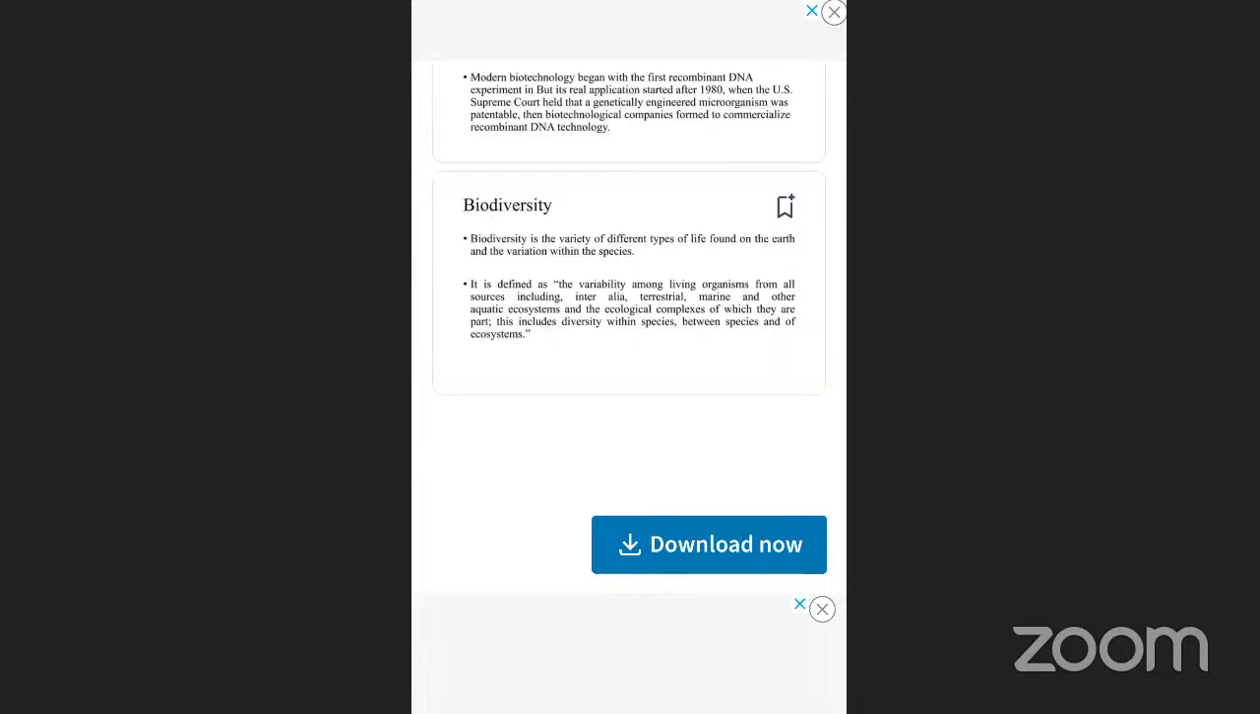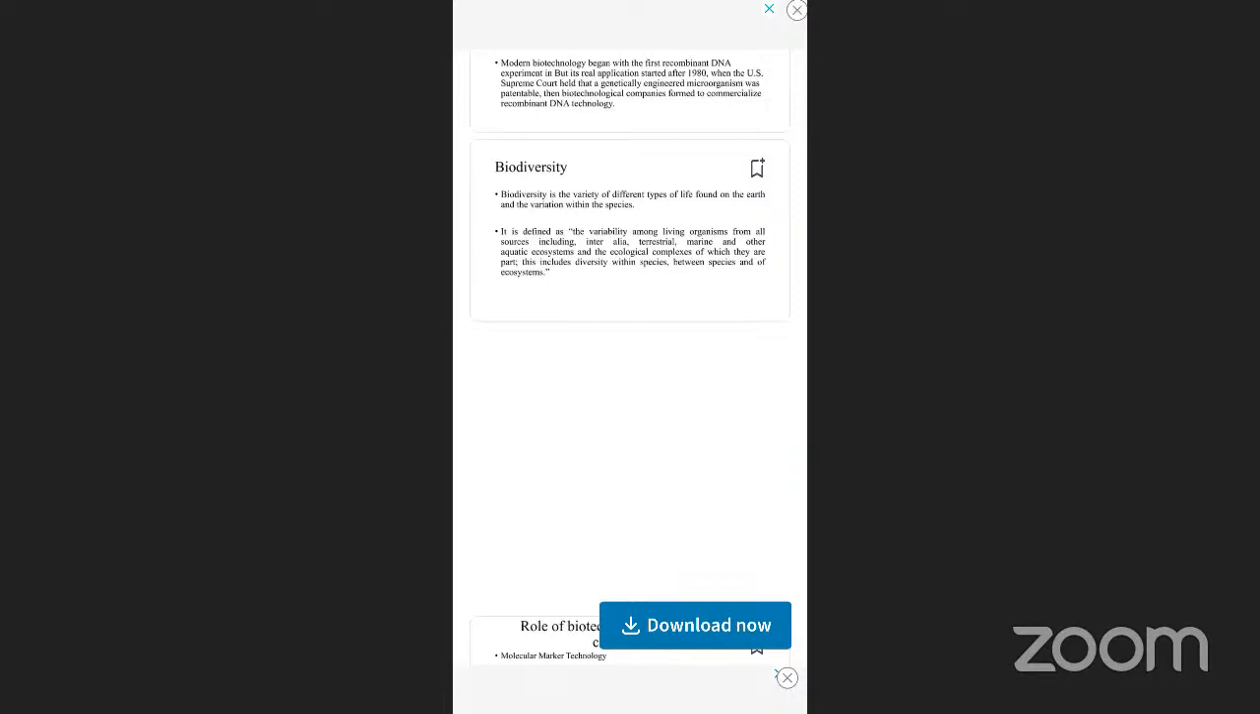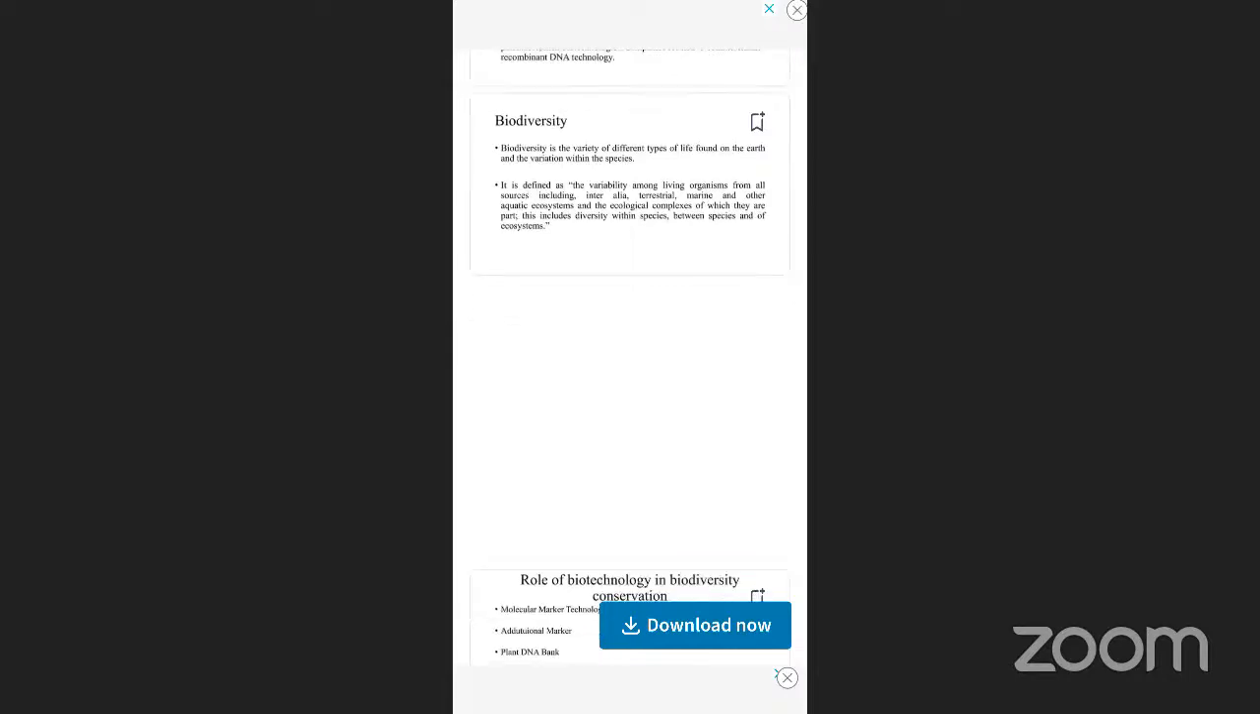Biodiversity means the variety of different types of life, living and non-living forms. Mainly, biodiversity is the variety of different types of life found on earth and the variation within species. It is the variability among living organisms from all sources, including terrestrial, marine, and other aquatic ecosystems and the ecological complexes of which they are part. This includes diversity within species, between species, and in the ecological system.